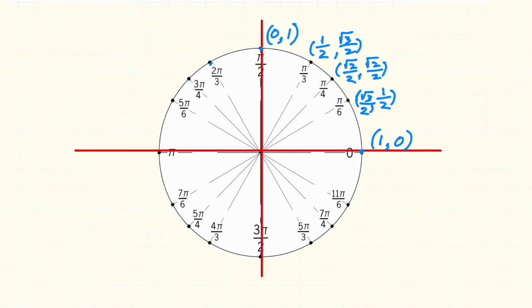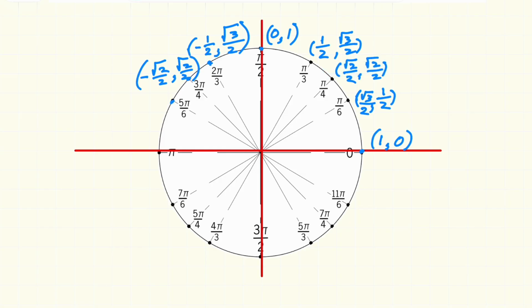Once we have this first quadrant, we can use the symmetry of the unit circle to fill in all of the others. So for example, here at 2 pi thirds, this is the mirror image of this point. Instead of a positive 1/2, our x-coordinate would be negative 1/2, with the same y-coordinate, the square root of 3 over 2. The next one is the mirror image here, again with a negative x value. So negative square root of 2 over 2 and square root of 2 over 2.